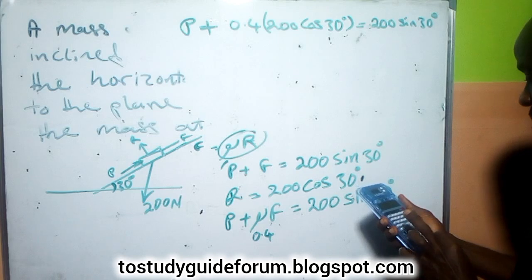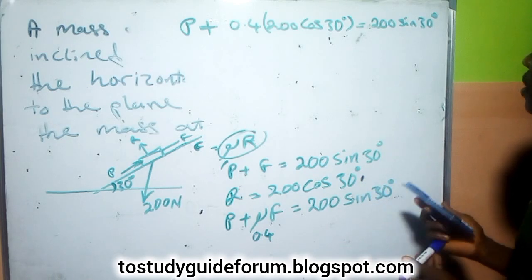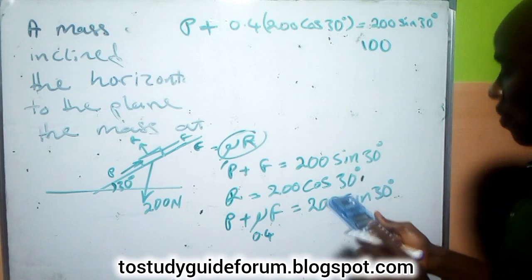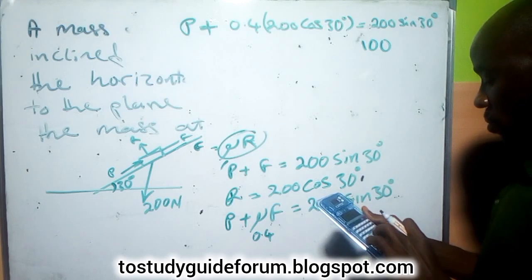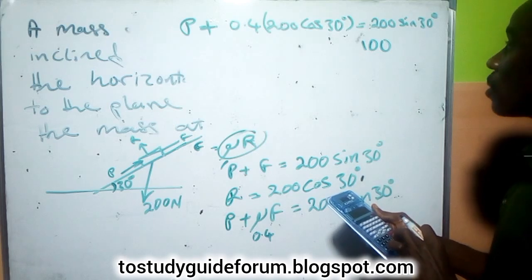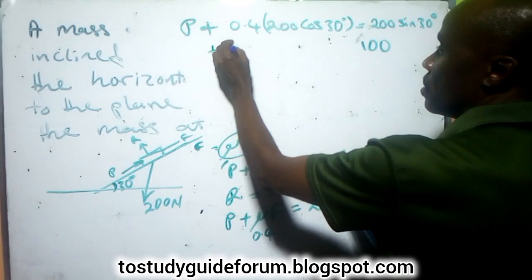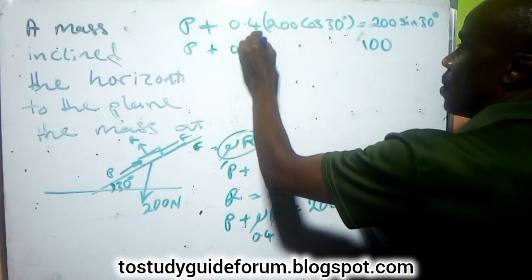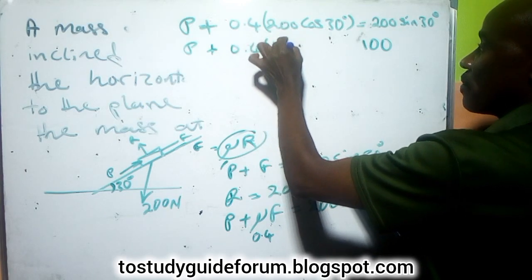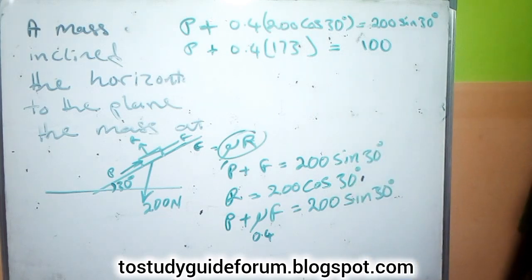Sine 30 degrees multiplied by 200 Newton, we have here 100. So let's go over to the other end. We have cos 30 degrees multiplied by 200. That would be P plus 0.4 bracket 173 approximately equal to 100. So this is what we have here.